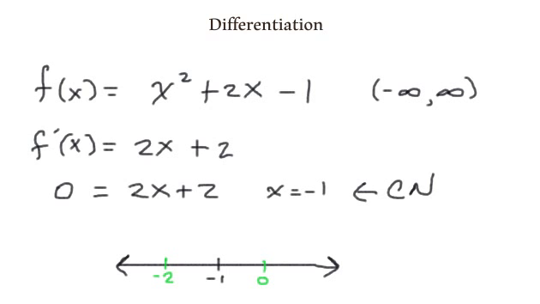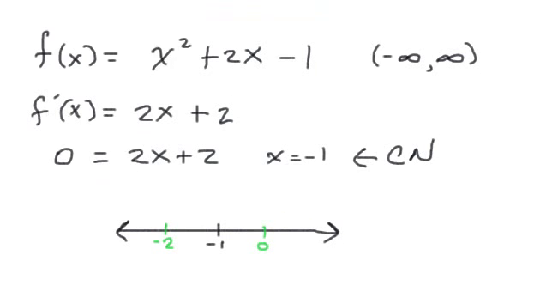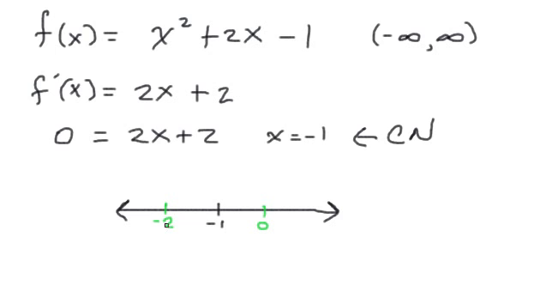Now what we want to do is plug our test points into the derivative, because the derivative tells the slope of the tangent line at that particular point, whether it's going to be negative or positive.